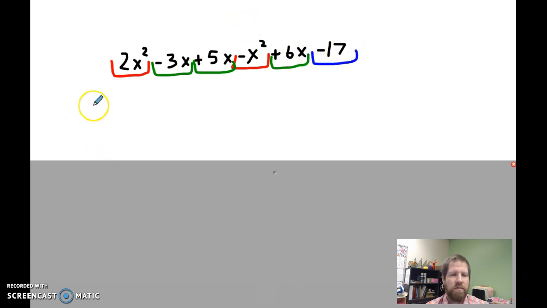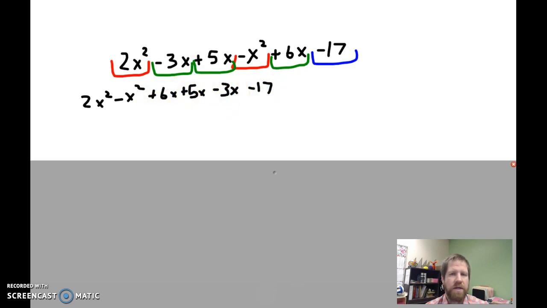So rewrite 2x squared minus x squared minus 3x plus, and this is actually something you can do. I'm going to go back a step, especially if you have a hard time with negative numbers. You write your positive numbers first. So I've got plus 6x plus 5x minus 3x minus 17.